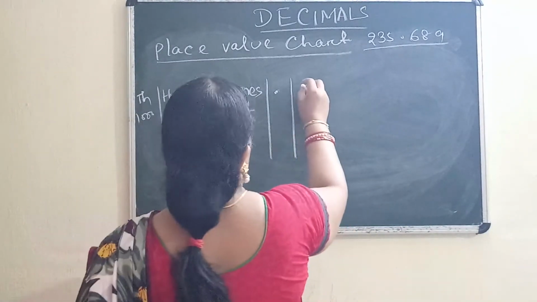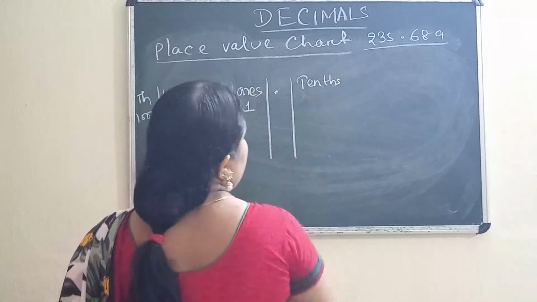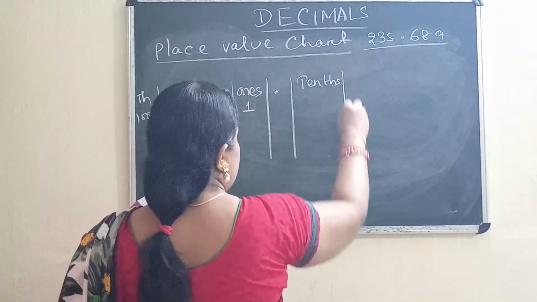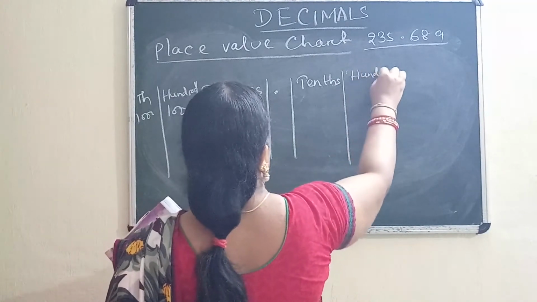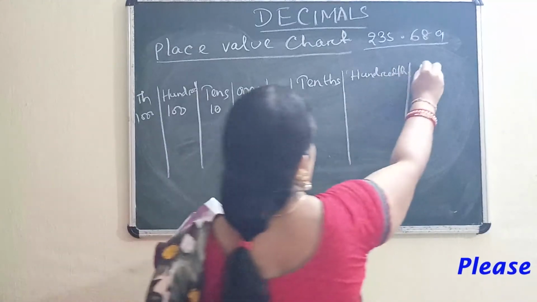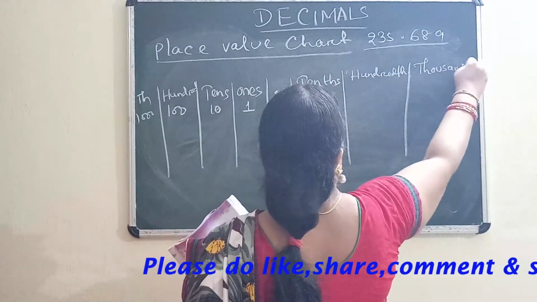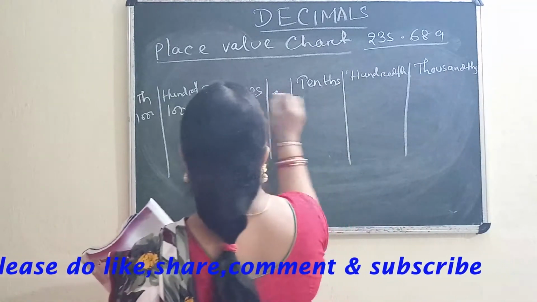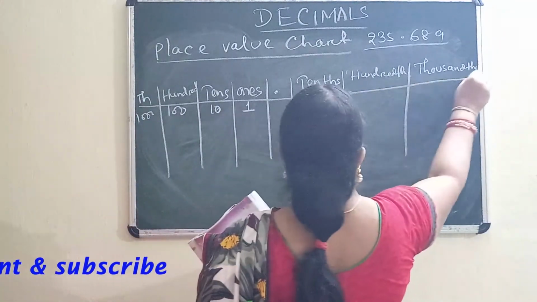So what to write here? You will write tenths. Remember this. Then hundredths. Then thousandths. So in this way you will mention the place values.